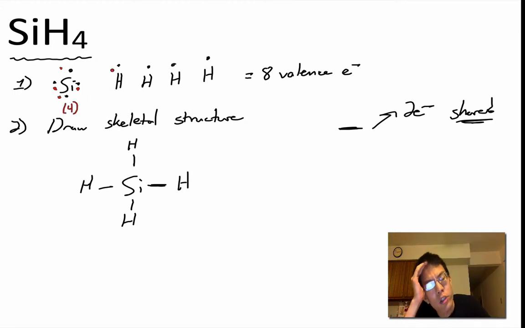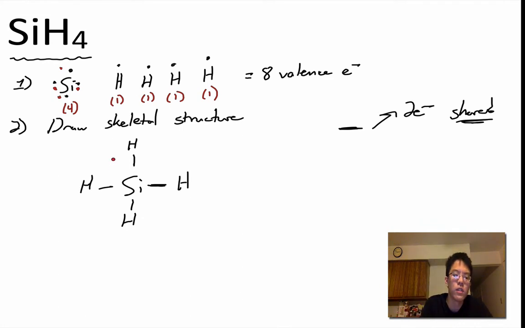I also know that H wants only 2 outer electrons, H being one of the few elements that are okay with fewer than 8 valence electrons because it's in the first ring, and only wants 2 electrons in its outer ring. So I know these are only going to bond to 1 other element. And so, okay, I see this.